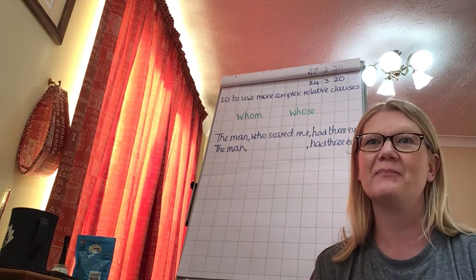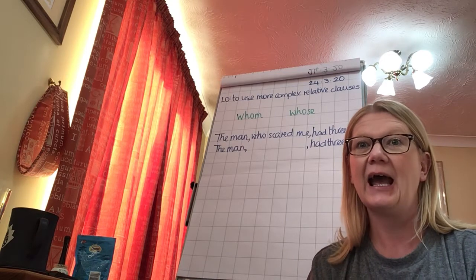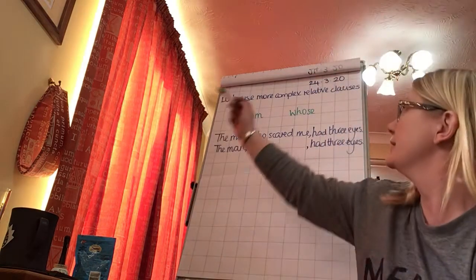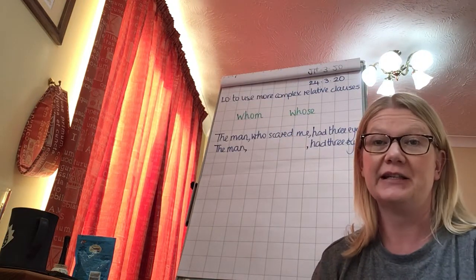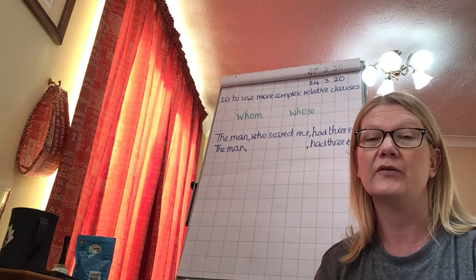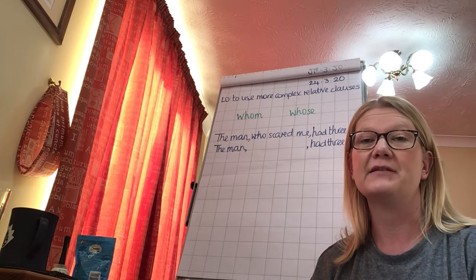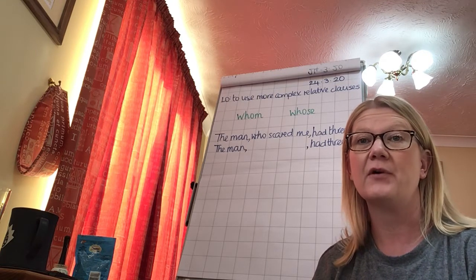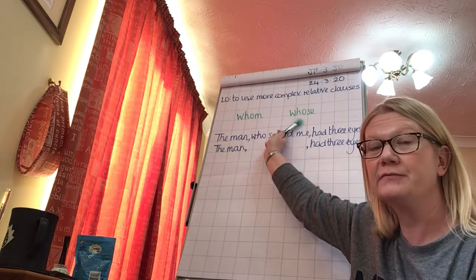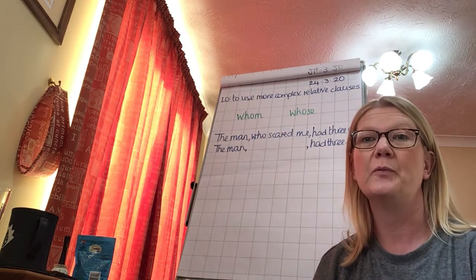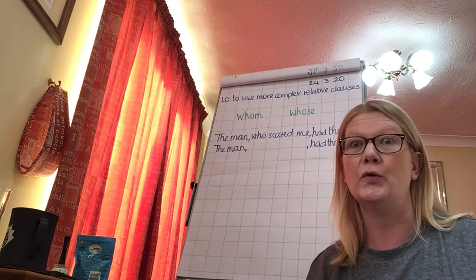Right, we're going to move on from what we learnt yesterday, and today we're going to look at more complex relative clauses. I mentioned these yesterday and said we would be coming onto them. These are relative clauses that start with the relative pronouns whom and whose. So first of all, we're going to look at whom.